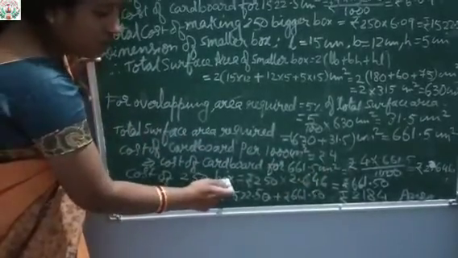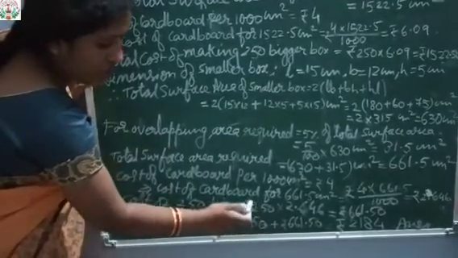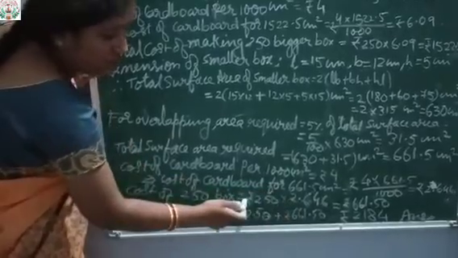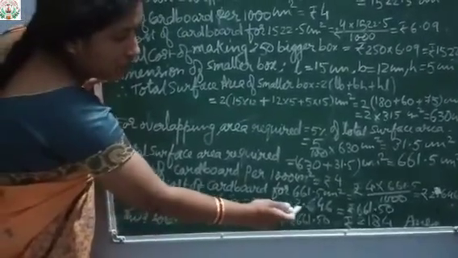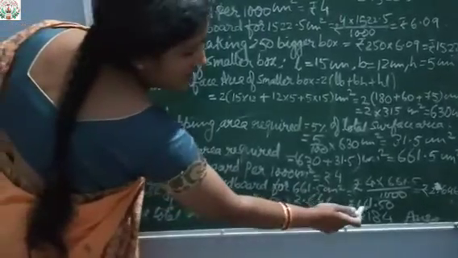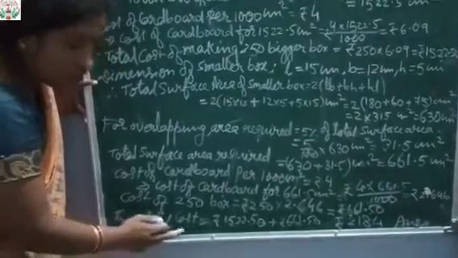Now 250 such smaller boxes will cost how much? It will be in rupees, because the other one is in rupees. So rupees will come from 250 into 2.646. On multiplication we will get rupees 661.50. Now the total cost will be how much?